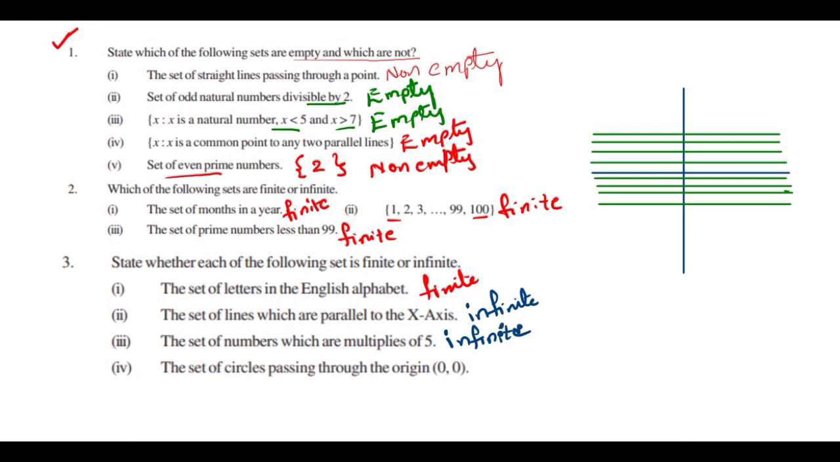Next, the set of circles passing through the origin 0, 0. You see, we have already taken one graph here. This is the origin point, right? The intersecting point of the x-axis and y-axis is the origin, so here we have the origin point, that is 0, 0. Through this point, how many circles can we draw? Like 1, 2, 3, 4, 5, 6, 7. Like this many we can draw. So the answer here again is infinite.